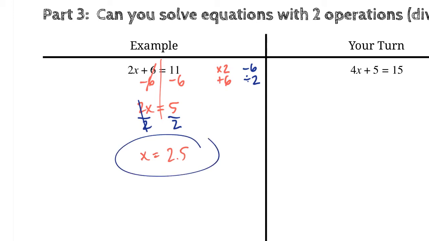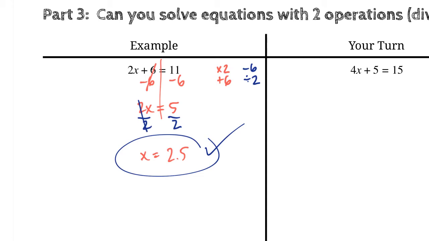That's the thing that makes this true, right? So 2 times 2.5 plus 6. You can try that on a calculator to check it out, to see if it works, to check your answer. I'm going to do it right now. 2 times 2.5 plus 6. Yep, gives me 11, right? So this is the correct answer.